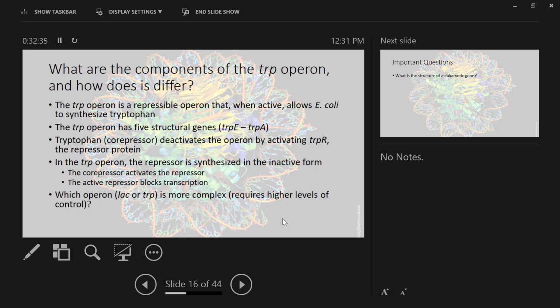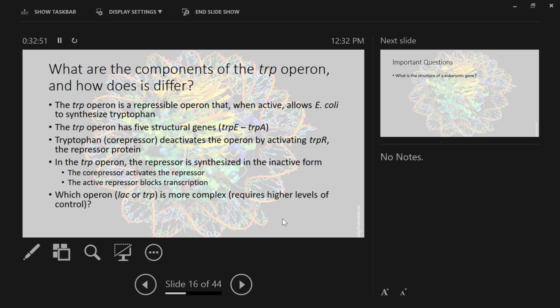All right, I just feel like since they're all expressed together. Any thoughts on which operon is more complex, meaning requires higher levels of cellular control? That's the key part of this question here, requiring higher levels of cellular control.